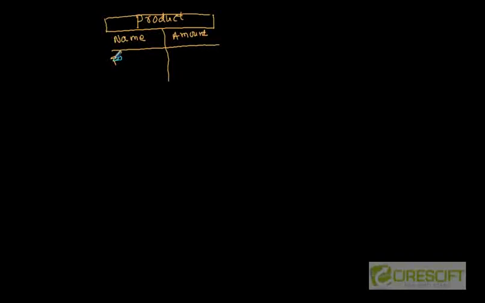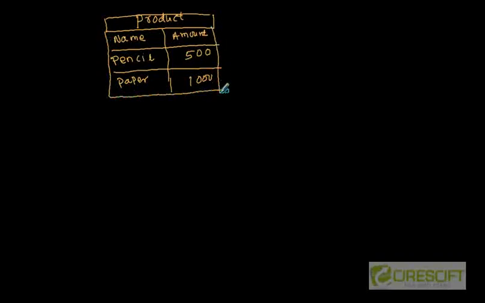So let's take an example. We have a table called product, and in the product table we have two very simple columns: one is name and the second one is called amount. Let's say in name I have something called pencil, and the amount is 500. Let's say I have another row called paper, and there are 1000 of paper. So this is our very simple table, containing two columns and two rows.